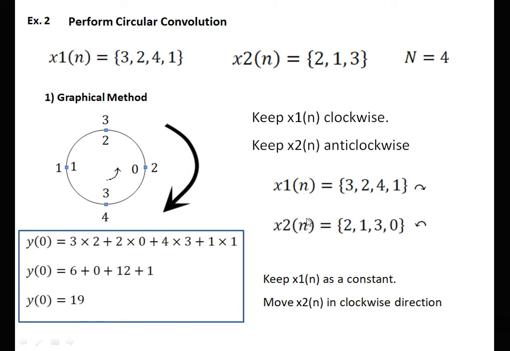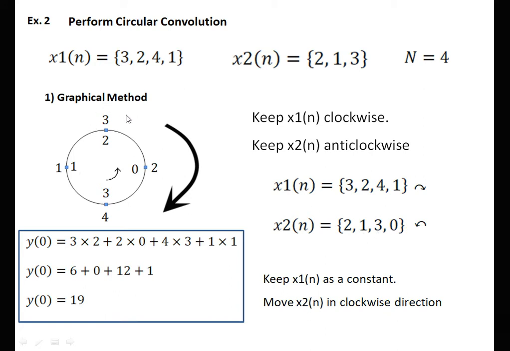Now see the next problem. We will solve the same problem again by 4 methods. x1 of n is 3 2 4 1 and x2 of n is 2 1 3. Now we can directly do the circular convolution because in circular convolution the signal lengths must be the same. Therefore here the length is 4 and here the length is 3. So we append one extra 0 to make the length 4. Therefore n equal to 0 and we are making x2 of n as 2 1 3 0.